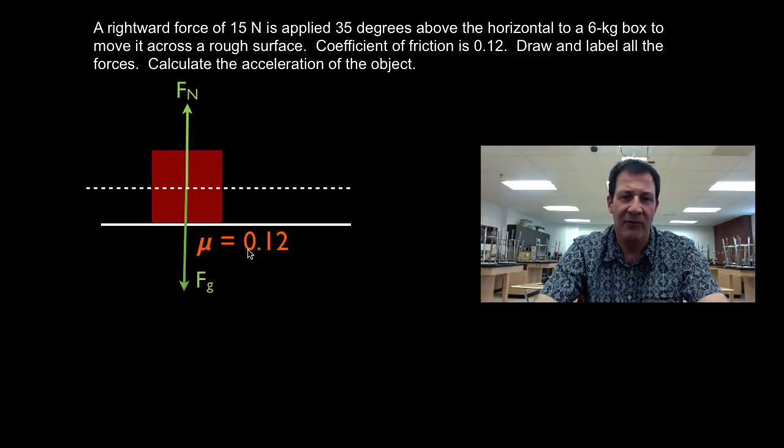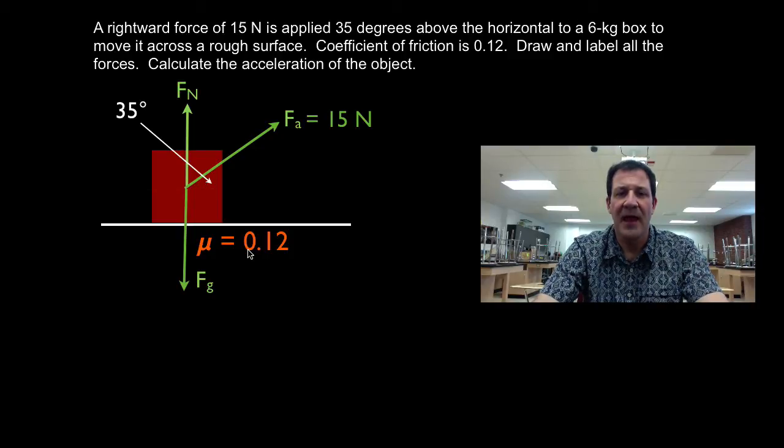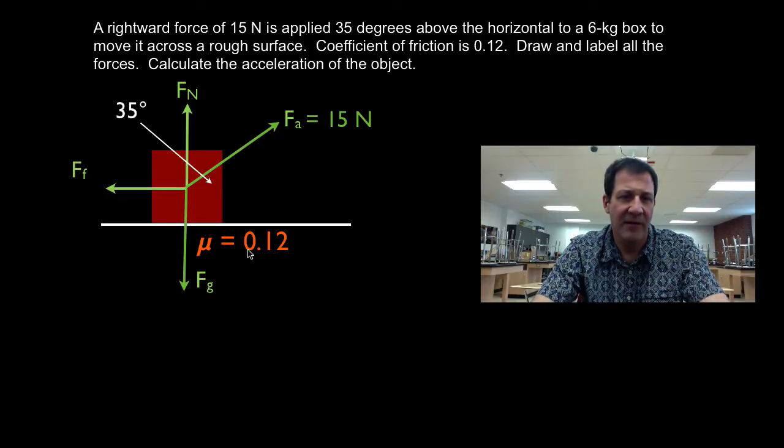So here's a horizontal line for reference. The applied force acts upwards. The applied force, 15 newtons. It acts at 35 degrees above the horizontal. So there's the angle. That angle is 35 degrees. And the box is moving to the right. It's across a rough surface because there is friction, coefficient of friction, and that tells us that there must be a friction force, and the friction force opposes the motion, and we label that FF for friction.